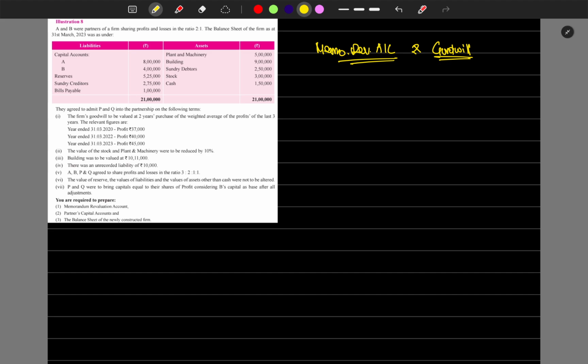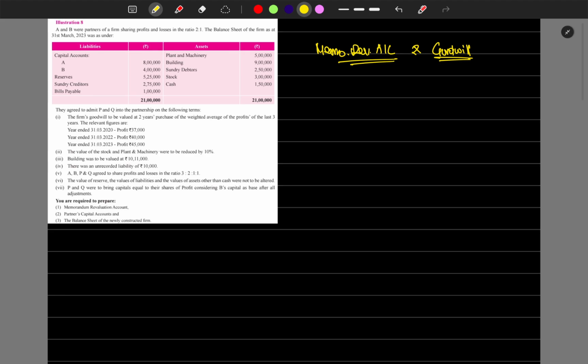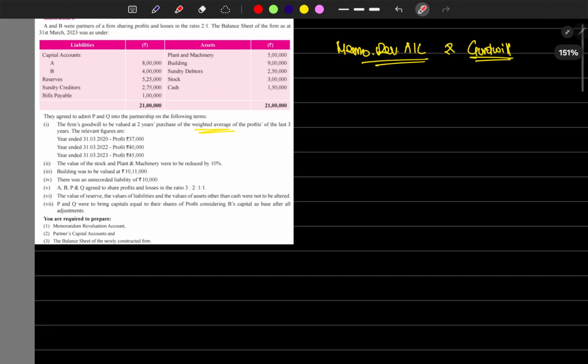So in this problem, goodwill is not directly given. In some problems there might be a hidden goodwill that we'll find out by adjusting the existing capital and total capital required, and those methods we use. But here they have directly given the last 3 years' profits. They asked us to weight average it and multiply with the number of years of purchase. We'll get the goodwill, right? So we'll do that. Okay, let's quickly read the problem.